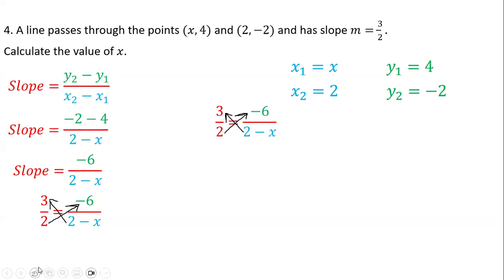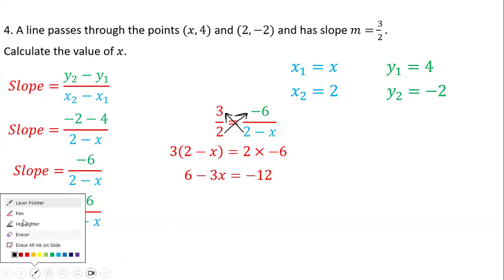And so there we have it. When we cross multiply, what do we have? We have 2 minus x multiplied by 3, so we have 3 times 2 minus x. And then we have 2 times -6. Now we multiply. What is 2 times -6? 2 times -6 is -12.